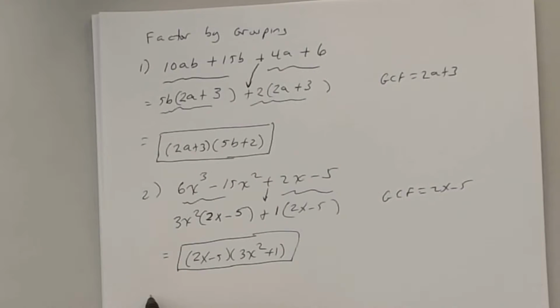All right, let's do number 3. Number 3, we have 5xy minus 8x minus 10y plus 16. So 5xy minus 8x minus 10y plus 16.